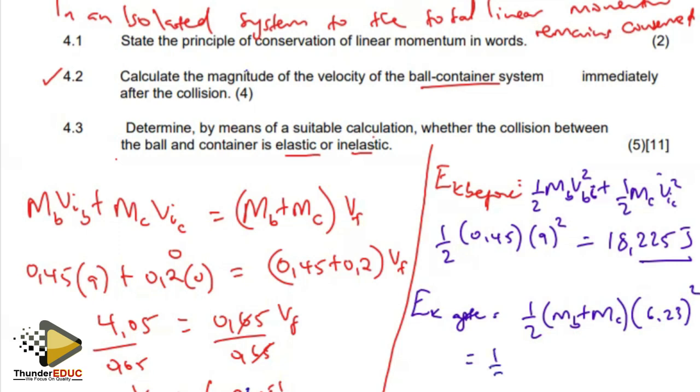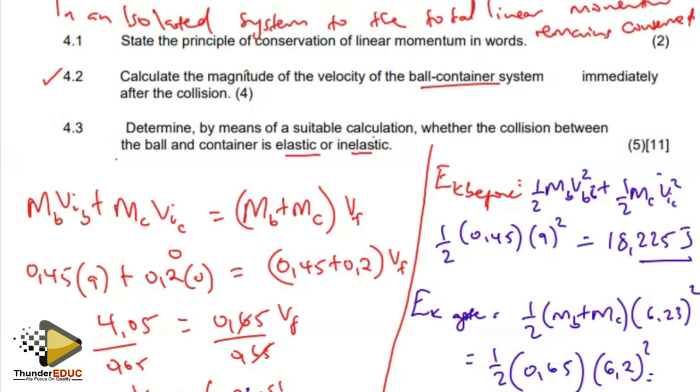Okay, so that's going to be a half. The mass of the ball was 0.45, but we saw the combined mass, which we said is 0.65, multiplied by 6.2 squared. What do we get?